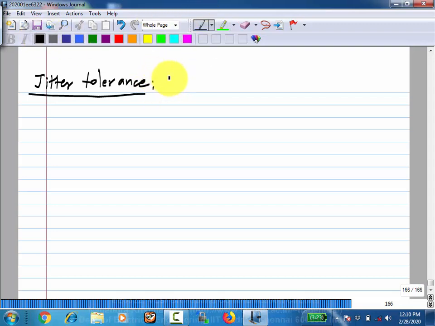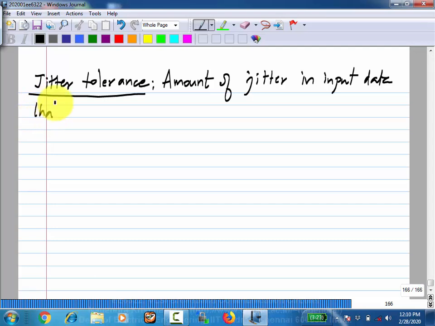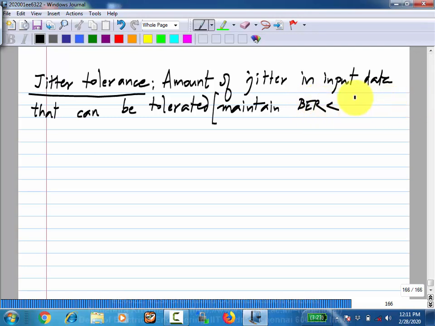So this is basically a measure of jitter in input data that can be tolerated, which means basically to maintain BER less than a certain threshold. Okay.